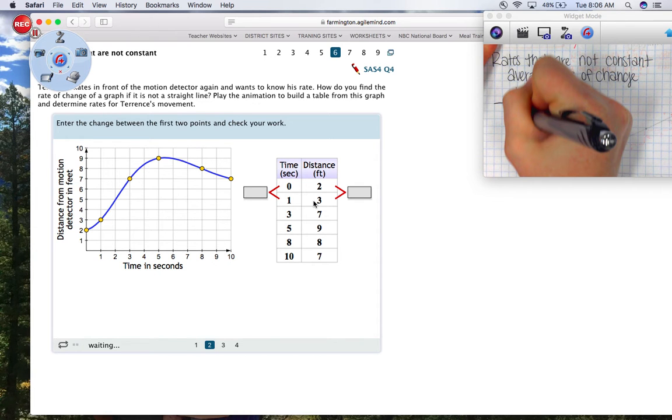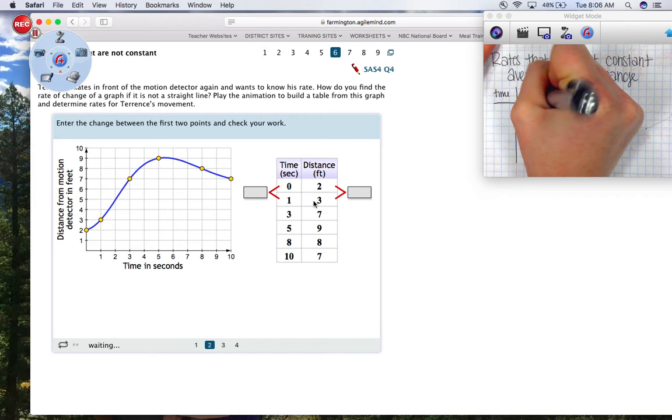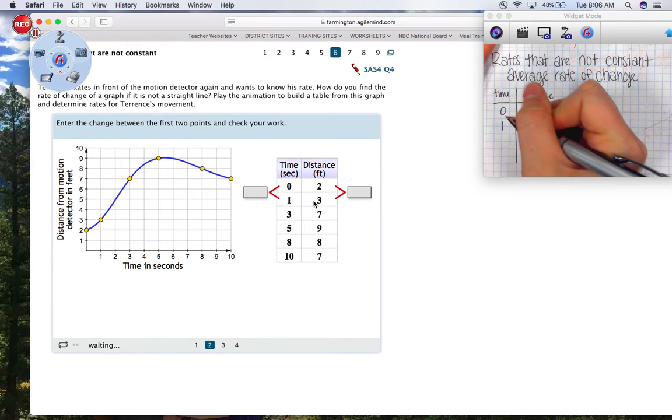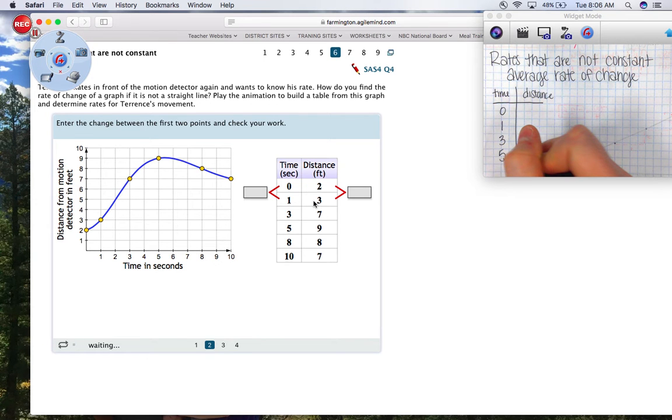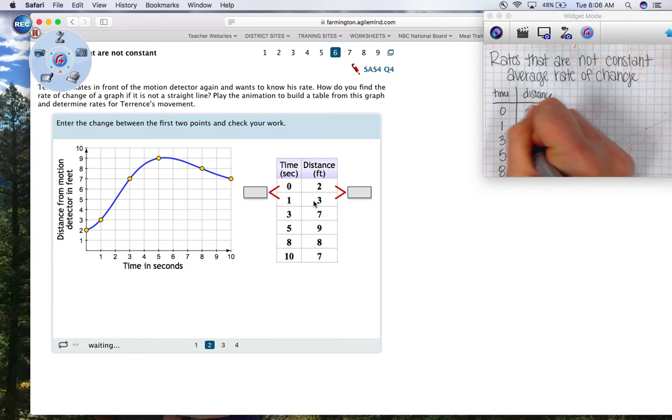So it's time, distance. So 0, 1, 3, 5, 8, 10, and then 2, 3, 7, 9, 8, 7.